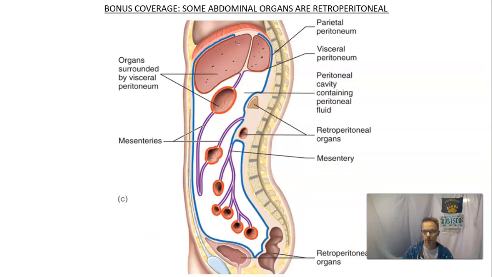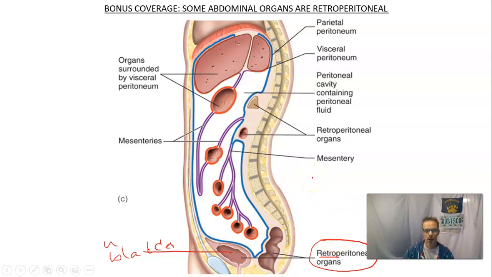And some bonus coverage here. There are some organs, and again, this gets a little bit more complex, but there are some organs that are actually in that abdominal pelvic cavity that are not within that peritoneum, and so they are referred to as retroperitoneal. And again, here you see the urinary bladder down here, and that is actually not in this peritoneal cavity here, but more on that later in other videos.